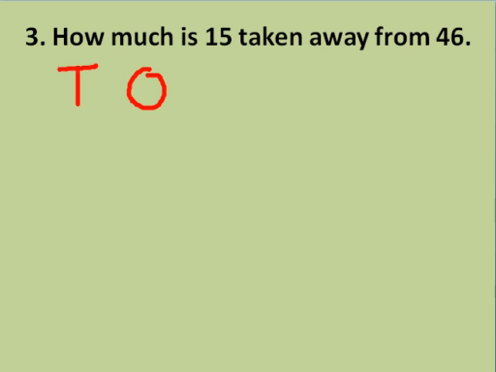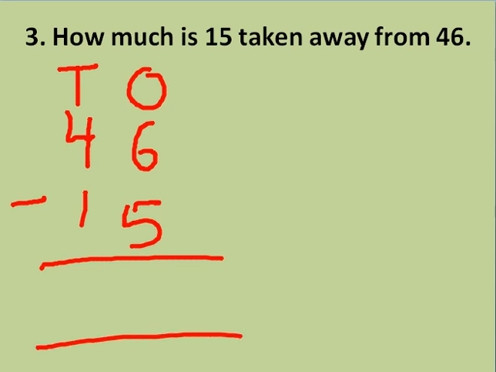The larger number here is 46. So 6 at ones place and 4 at tens place, putting the subtraction symbol. And the smaller number here is 15: 5 at ones place and 1 at tens place. Now we will start our subtraction. Whether it is addition or subtraction, you should always remember this: addition and subtraction start from ones place.